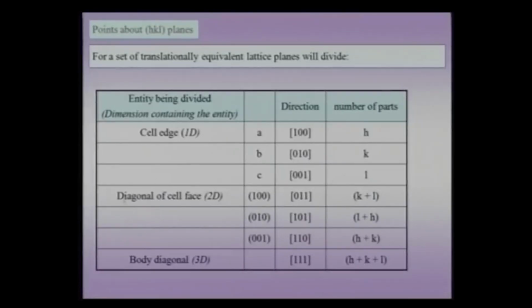Suppose you are talking about the face diagonal, which is divided by the HKL plane: it will divide the 011 direction into K plus L parts, the 110 into H plus K parts, and the 101 into L plus H parts. The body diagonal is divided into H plus K plus L parts. In other words, for the 111 plane, the body diagonal will be divided into 3 parts, 1 plus 1 plus 1, 3. So, let me take up an example to show you what happens.